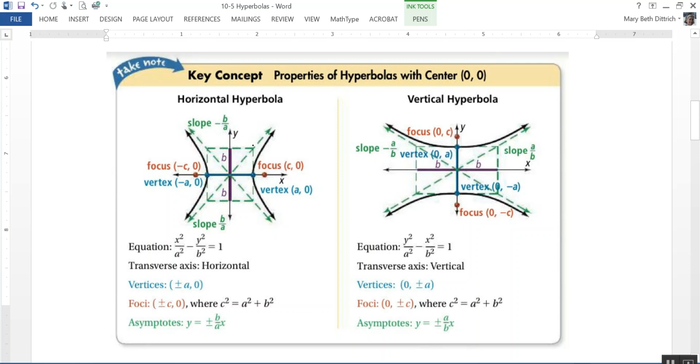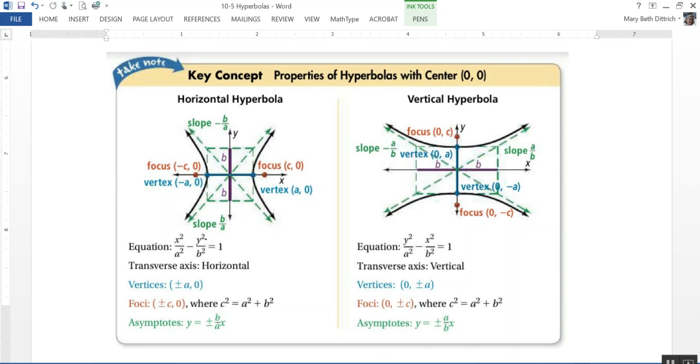Now the rectangle, any of the green lines here, are not a part of the graph of the hyperbola, but they're important things to draw in order to draw the graph. Those create a rectangle. The diagonals of that rectangle are the asymptotes that the curve approaches but never touches. The equation for a horizontal hyperbola is x squared over a squared minus y squared over b squared equals 1. You'll notice it looks very similar to the equation for an ellipse, except that it has a subtraction in the middle. Different from the ellipse, a does not have to be greater than b.